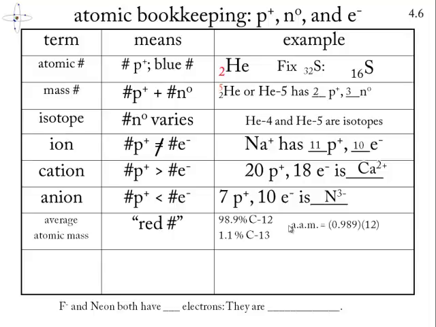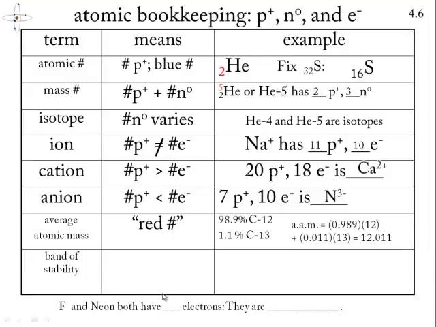To figure it out, just take the abundance of each one as a decimal and multiply it by that mass. Add up the next isotope and you should get a total. 0.989 of 12 is going to be 11.999 or so, and 1.1% expressed as a decimal times 13 is going to be a much lower number, but you add them up together, and there it is. 12.011 is the average atomic mass of carbon. Units are simply called atomic mass units.